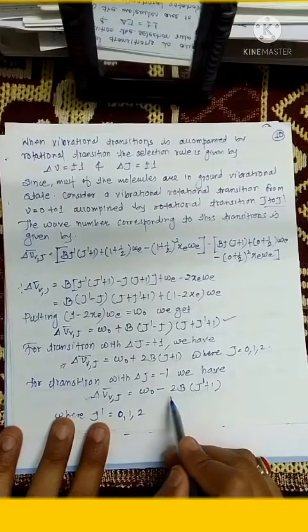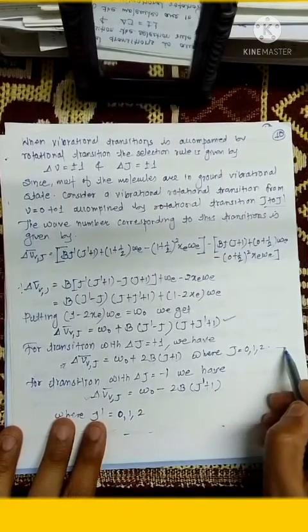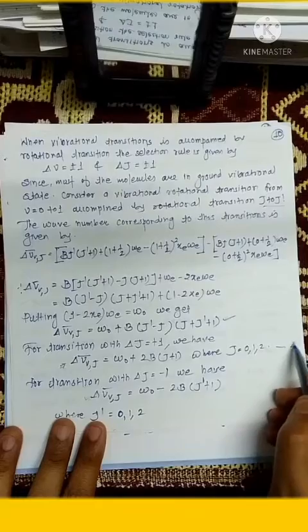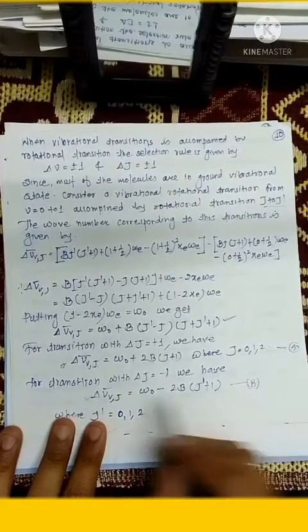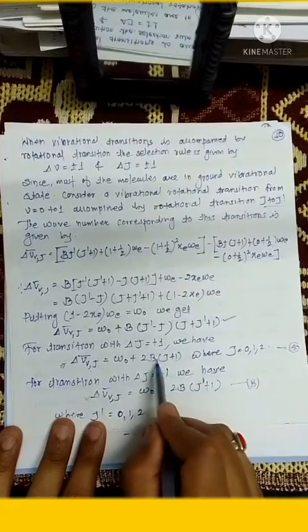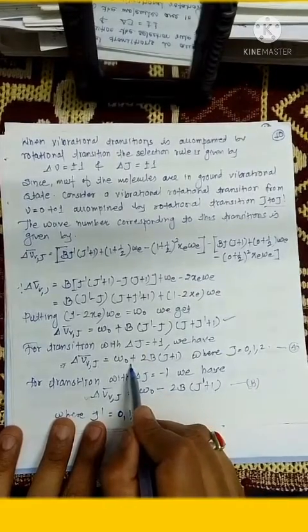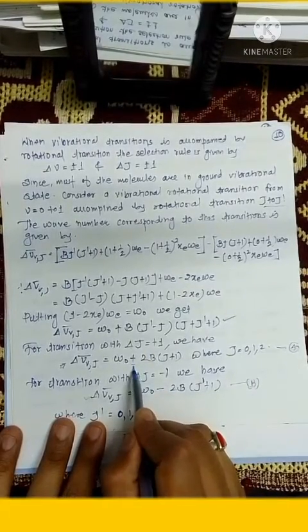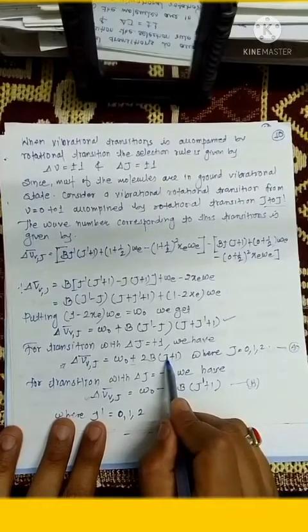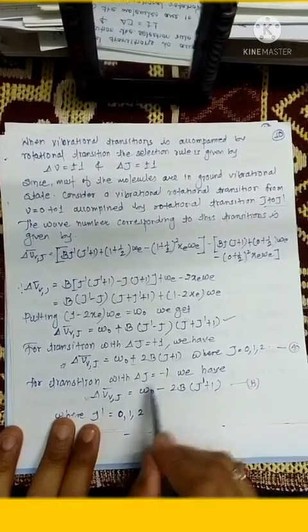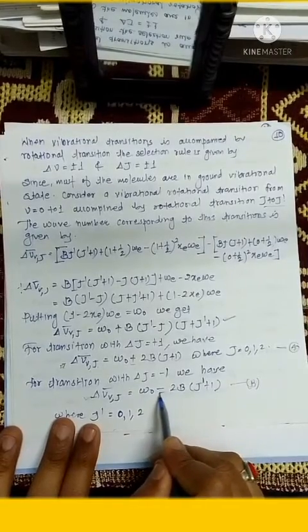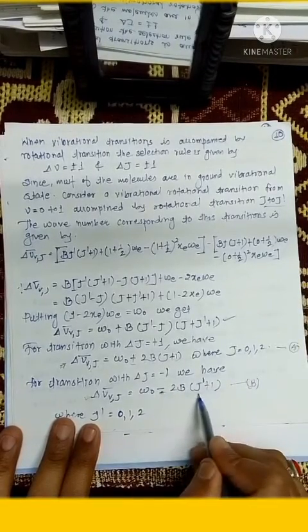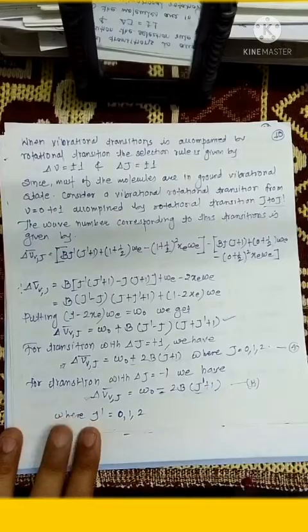Just see the difference between these two equations, that is, this is equation A, let this be equation B. For delta j is equal to plus 1, we clearly see that there is a positive sign and into bracket there is j. While for delta j is equal to minus 1, we clearly see that it is the minus sign and into bracket there is j dash.